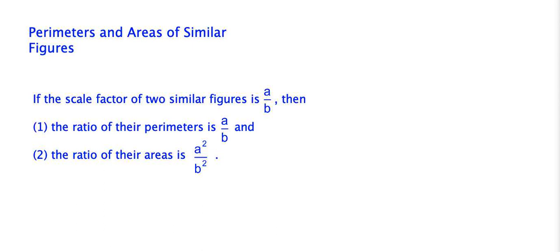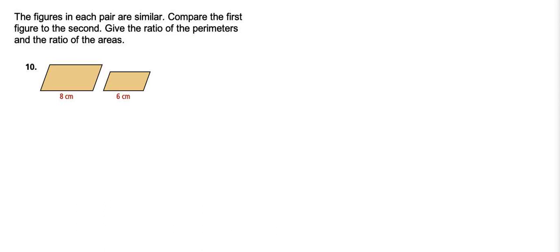I bet you do. It turns out that if the scale factor of two similar figures is A over B, then the ratio of the perimeters is also A over B. It's the same thing, but the ratio of the areas is A squared to B squared. Now we have just a few examples to look at that'll help you with your assignment. The first one says the figures in each pair are similar. Compare the first figure to the second. Give the ratio of the perimeters and the ratio of the areas.